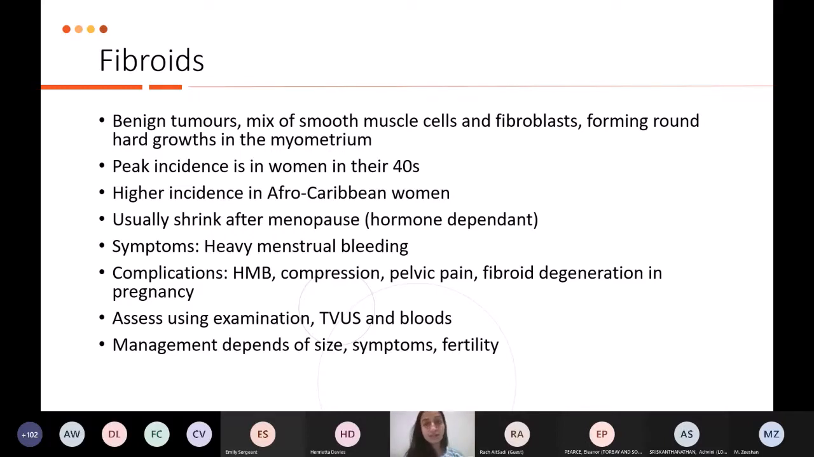It would completely depend on the symptoms. Some women may not want Mirena, so they may want things like tranexamic acid and mefenamic acid for the bleeding.